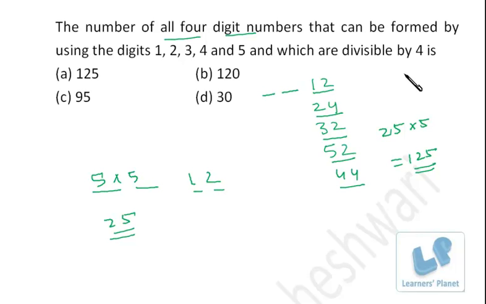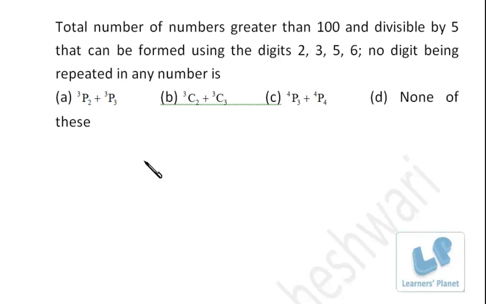Quite a good problem. Now let's see this problem. Total number of numbers greater than 100 and divisible by 5 that can be formed using the digits 2, 3, 5, 6, no digit being repeated. Now if we don't want the repetition, that means at max 4-digit numbers can be formed, right? And we have to make the number greater than 100, that means 3-digit and 4-digit numbers we have to form. And if the number is divisible by 5, that means the unit place should be occupied by 5 only, right? So first of all, let's calculate the 3-digit numbers.